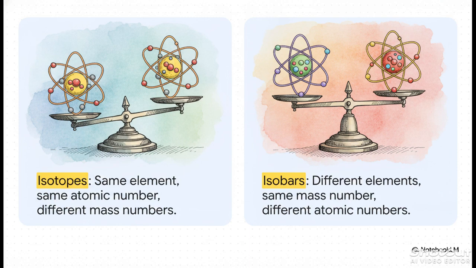On the right, we have isobars. Now these are completely different elements, like calcium and argon, with totally different proton counts, but by sheer coincidence, their total number of protons and neutrons adds up to the exact same mass on the scale.